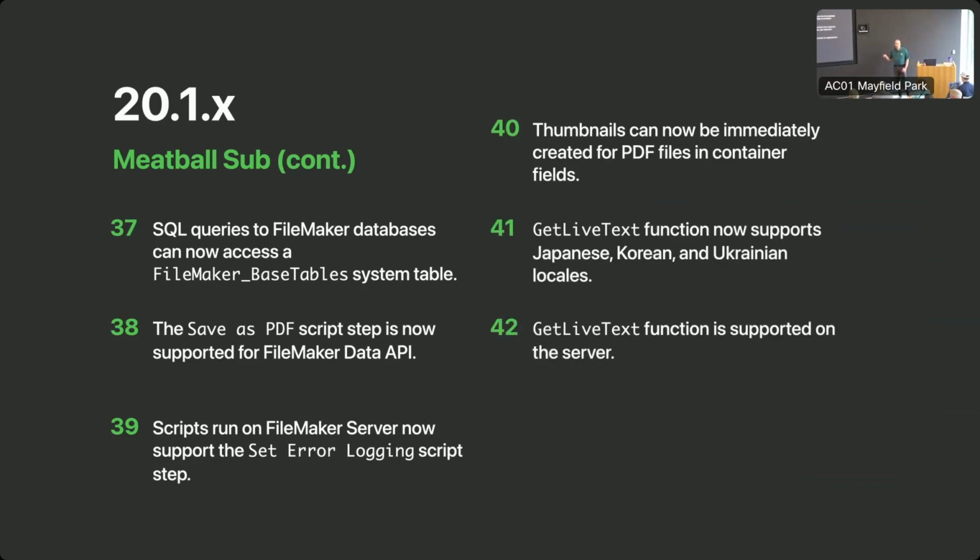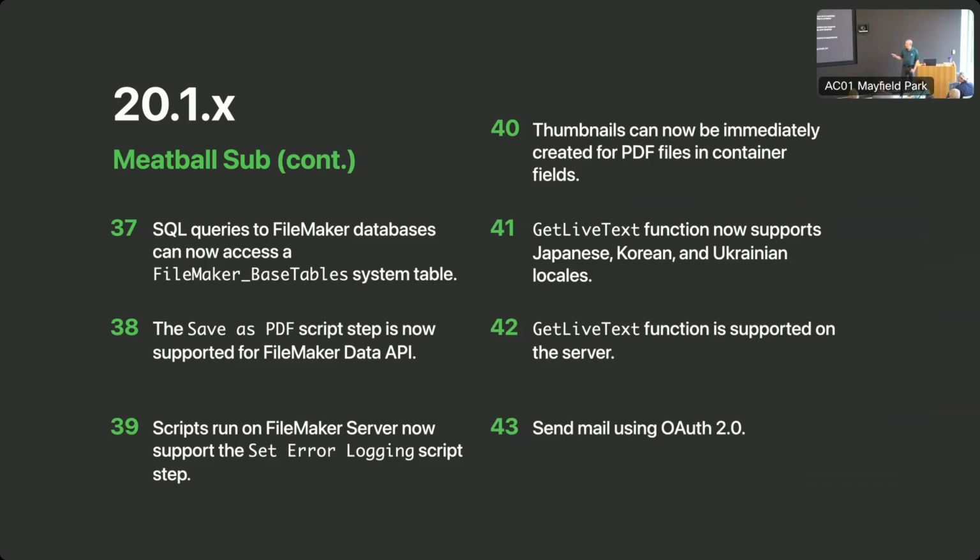The two here are related to the get live text function. It now supports additional locales for Japanese, Korean, and Ukrainian. This is specific to Mac OS Ventura because they've added that with the OS. And then the get live text function is supported now on FileMaker Server, but again, that's limited to FileMaker Server running on Mac OS. So just be aware of that.